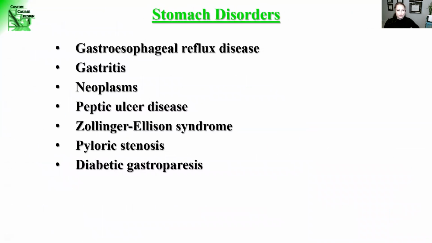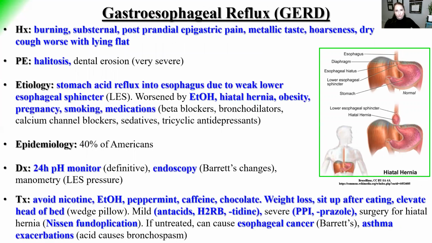So those were your esophageal disorders, not too bad. Let's talk about our stomach disorders now. Gastroesophageal reflux, or GERD, is very, very common. 40% of Americans actually have this.